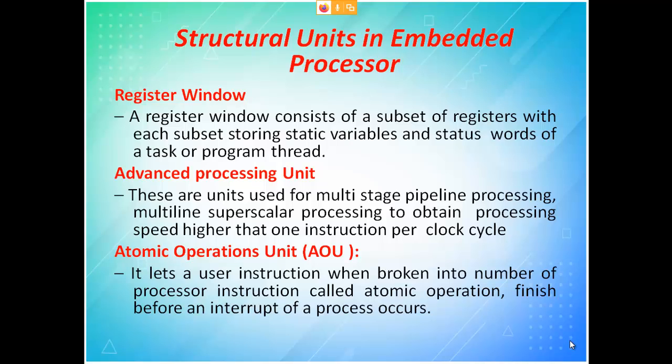Advanced processing units: there are some processing units which can work at very fast speed, like multi-line superscalar processors, and there is high speed, that is, high instructions per clock cycle. Per clock cycle itself we can go for it. Then the atomic operation unit is the reverse of our case. The entire task is broken up and given to each one, and each one will do it and report it, and they will give it to us. So the time taken will reduce.